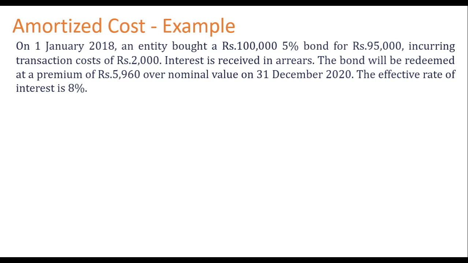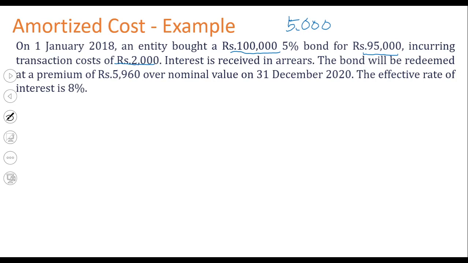When you read this question, you can identify that on 1st January 2018, the entity bought a 100,000 5% bond for 95,000. They have purchased this 100,000 bond by spending 95,000. So you can identify there is a 5,000 rupees saving, isn't it? They have purchased 100,000 worth of financial instrument by paying only 95,000. There's a saving of 5,000, which is a gain. But they have also incurred a transaction cost of 2,000, which is a cost.